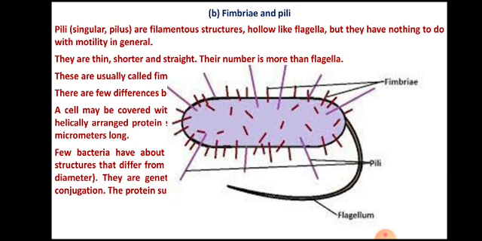So this is how we can compare the structure of pili and fimbriae. So fimbriae, you can see these are the shorter appendages and their number is more as compared to these longer appendages which are called pili. This diagram shows clearly the difference between these appendages, like pili are longer as compared to fimbriae, and this is the flagellum.